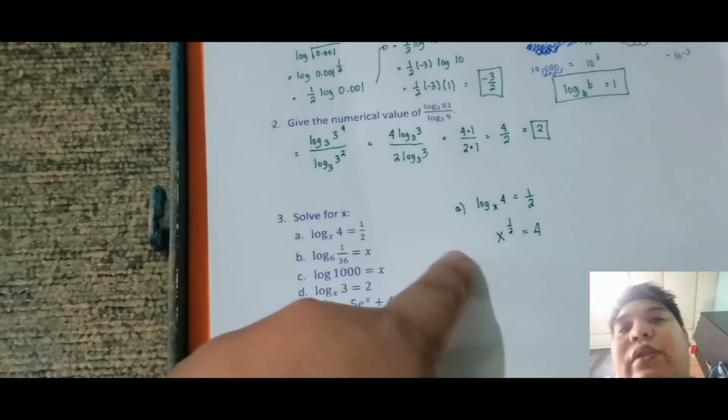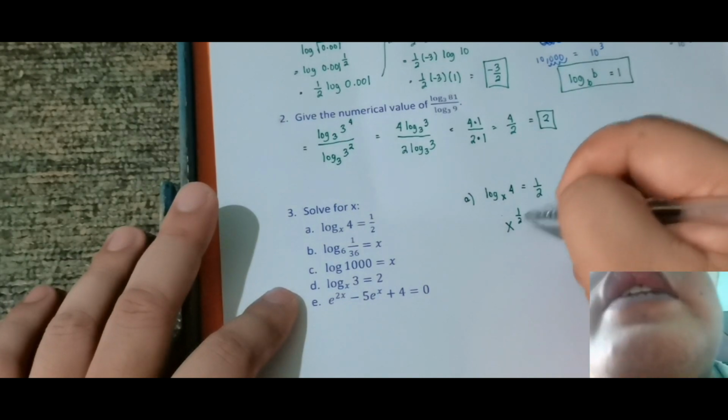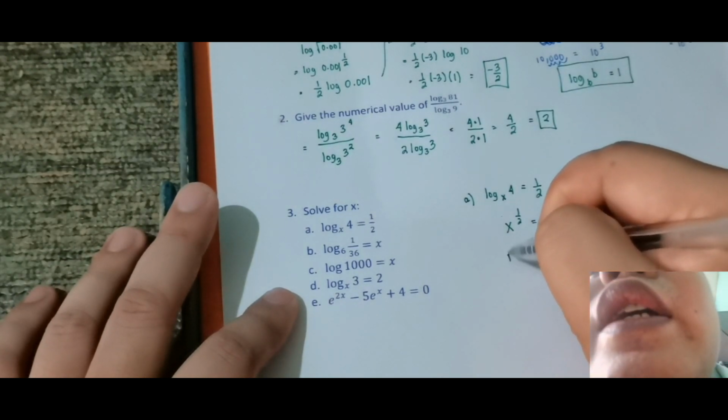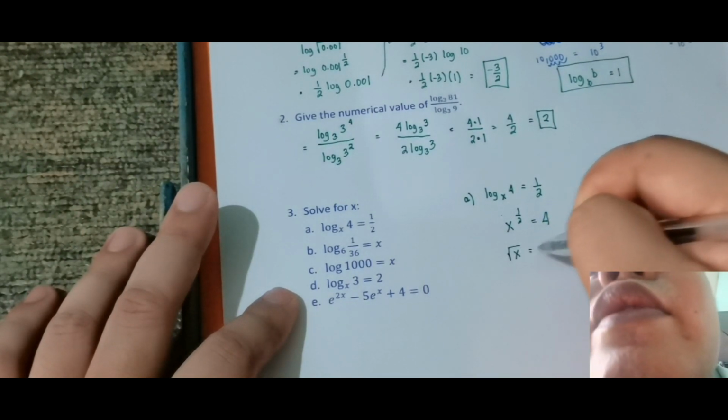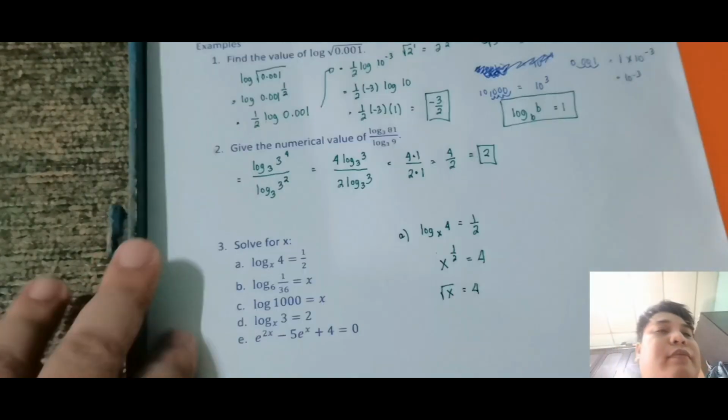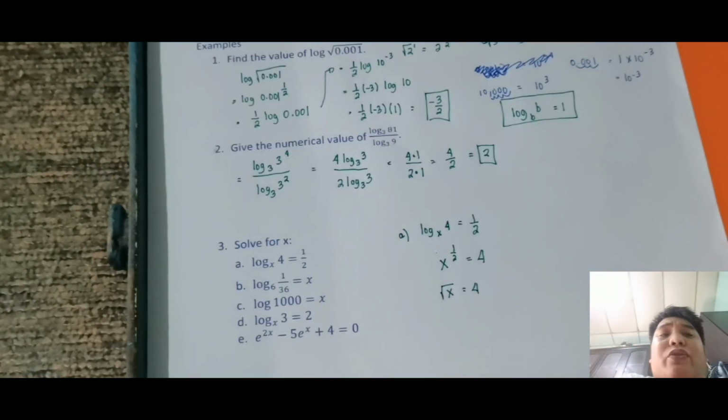Okay, so meaning, ano to? So this is just equal sa, yung x raised to 1/2, this is just equal sa square root of x is equal to 4. Ngayon, sir, paano po namin isolve yung may square root of x? So I really don't know kung naturo siya. So if ever may square root of x, paano natin tatanggalin yung square root?